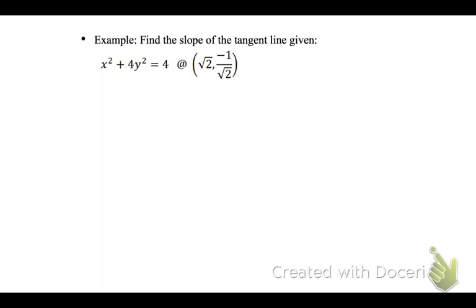Do those parentheses bug you? Yes. But those have to be parentheses because it's a point. You can't put brackets on a point, then it would be an interval. It also bugs me that that's not negative square root of 2 over 2.